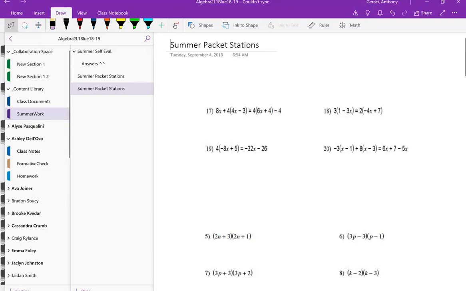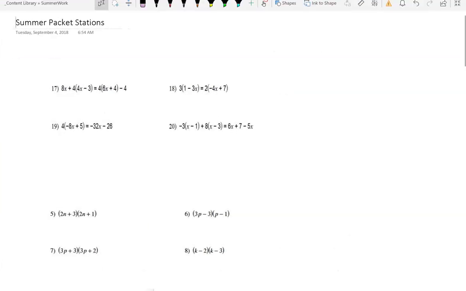Okay, boys and girls, as promised, I'm going to do some of these problems out. So if you need the extra explanation, hopefully this will help. I'm not going to do them all. I'll just do a couple from each section.